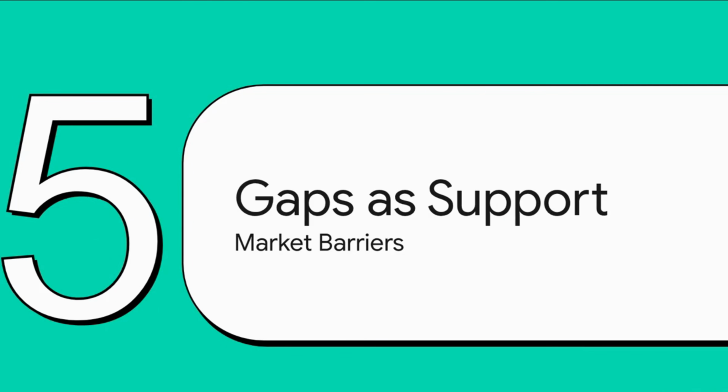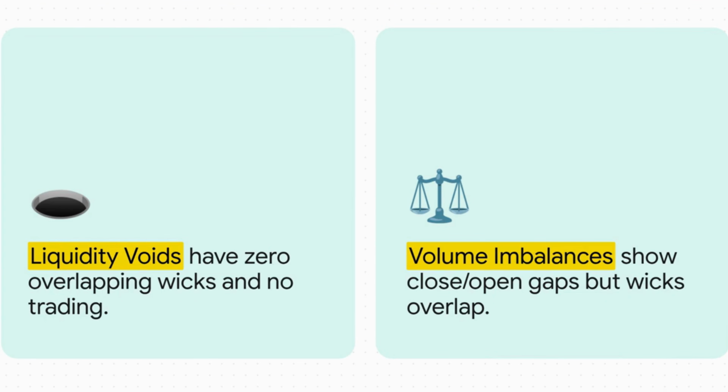Finally, part 5, gaps as support levels. We've got to distinguish between two flavors of empty space here. A liquidity void is when there are absolutely no overlapping wicks between candles, literally zero trading occurred. 90% of the time, price is just going to aggressively blast through that and continue in the same direction.